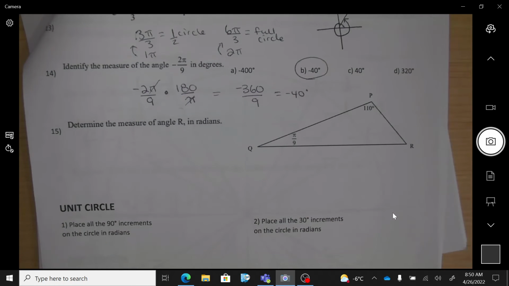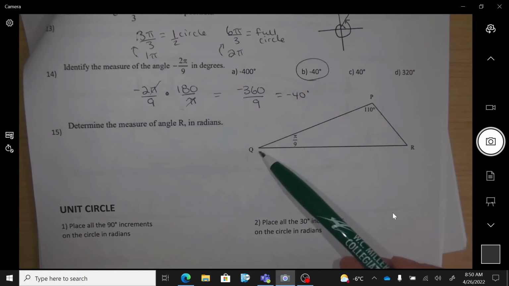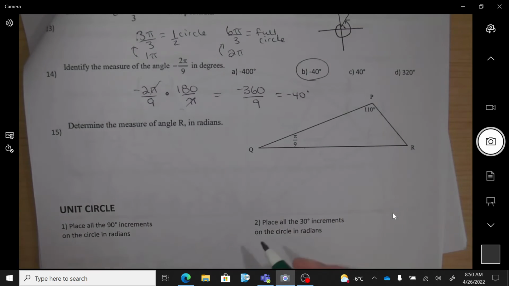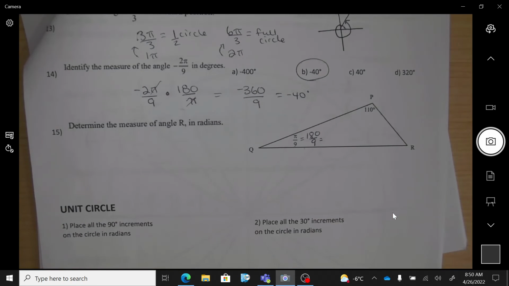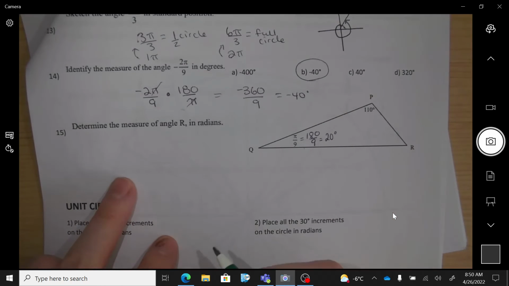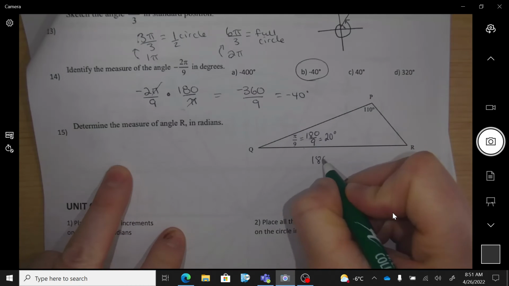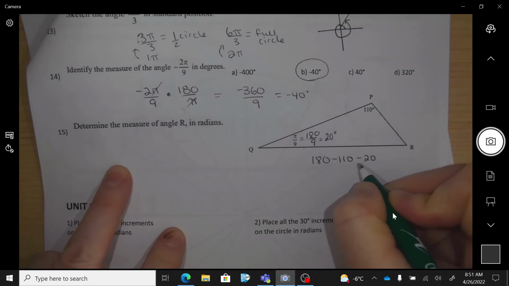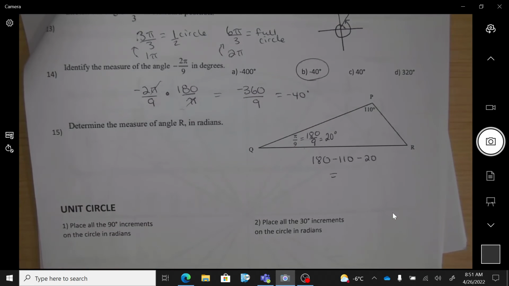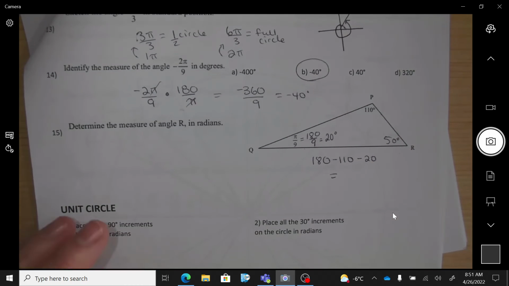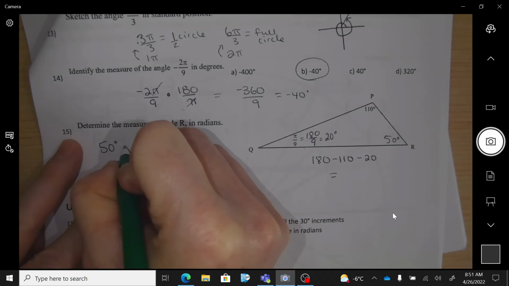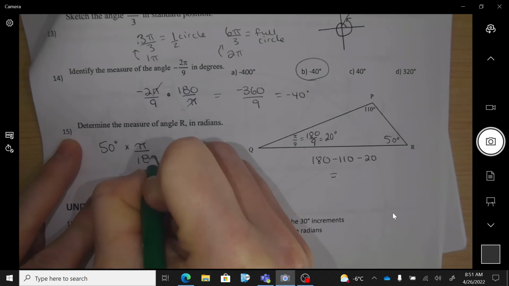Identify the measure of angle R in radians. Okay, so we can either go everything radians or everything degrees. I'm going to do everything in degrees right now. So this is a 20-degree angle. Okay, so I need to subtract from 180 because I know in a triangle they all add up to 180. So this has to be a 50-degree angle. So now 50 degrees, I'm going to times by pi and divide by 180.